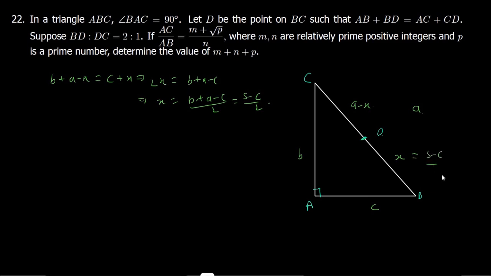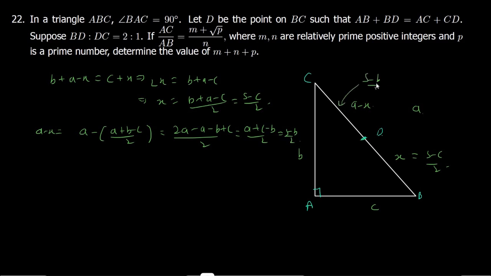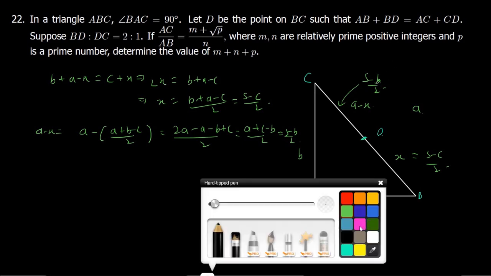X is s minus c by 2, and if you do a minus x, a minus x will be a minus a plus b minus c divided by 2. So it will be 2a minus a minus b plus c divided by 2. So this will become a plus c minus b by 2, which is s minus b by 2. So this length is nothing but s minus b by 2. Alright, we know these ratios now.